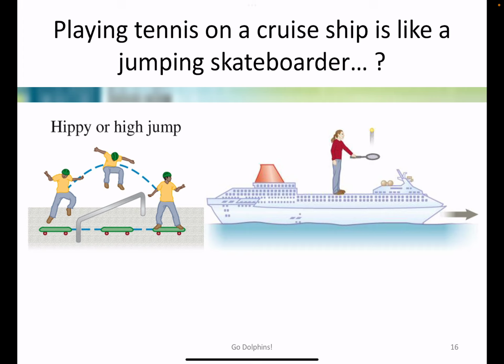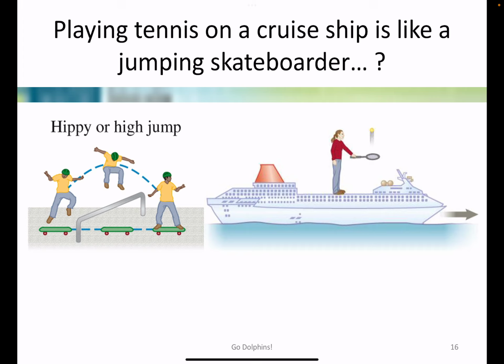Let's consider this. If a skater is rolling at a constant speed and wants to jump up and land back on the board, how should they jump? Should they jump forward or straight up? This question leads to a very crucial concept in physics.